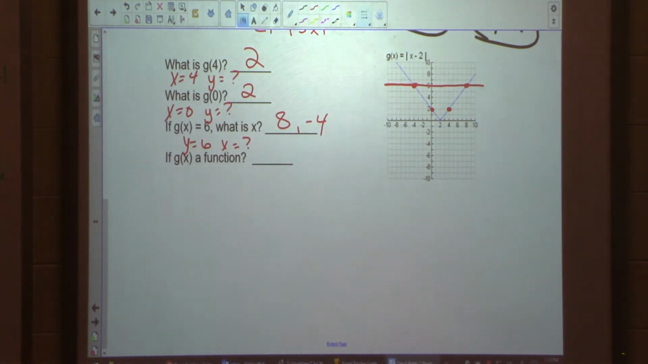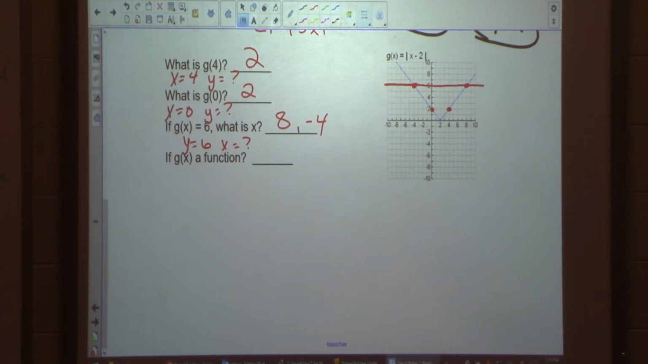Yes. How many people think that g of x will be a function? How many people think g of x will not be a function? Let's try it again. Let's have everybody vote. So there's like half the class that didn't vote. How many people think that g of x will be a function? Okay. How many people think that g of x will not be a function?